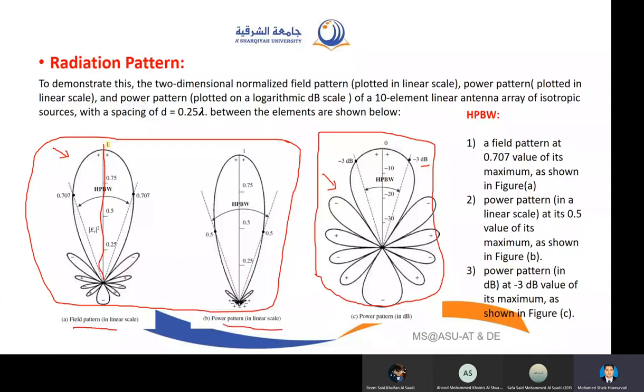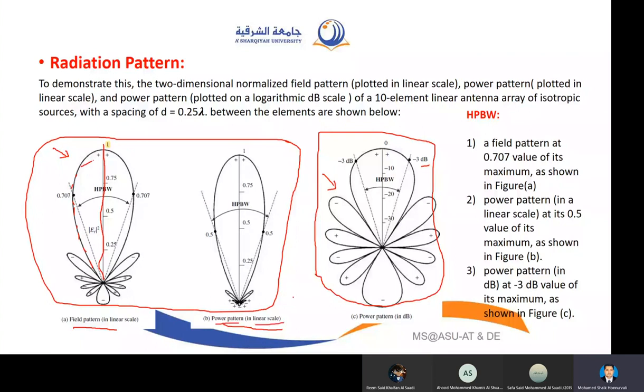So in power pattern, here we just take the square of this one. Whatever the points you are seeing here, you take the square of that one and represent in the same scale. So that one we call it as power pattern in linear scale.